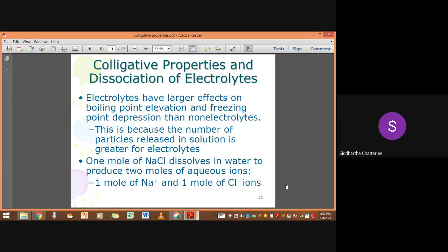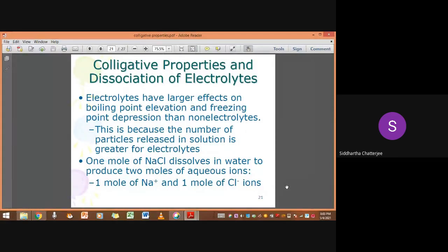But the moment you add, suppose, NaCl, what is happening? If you add 1 mole, it produces 2 moles of ions. Because per 1 molecule of NaCl in aqueous medium, it dissociates into 1 Na+ ion and 1 Cl- ion. So naturally, for 1 mole of NaCl, after dissociation, it gives you 1 mole of Na+ ion and 1 mole of Cl- ion. So naturally, you can expect that the colligative properties are going to be double.